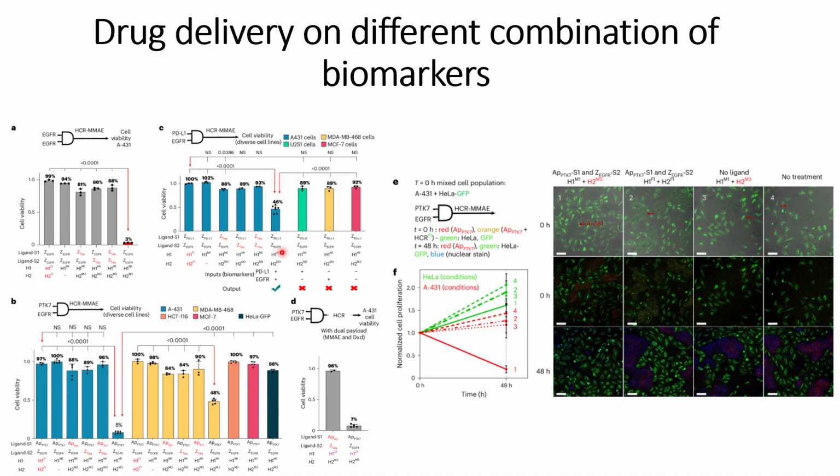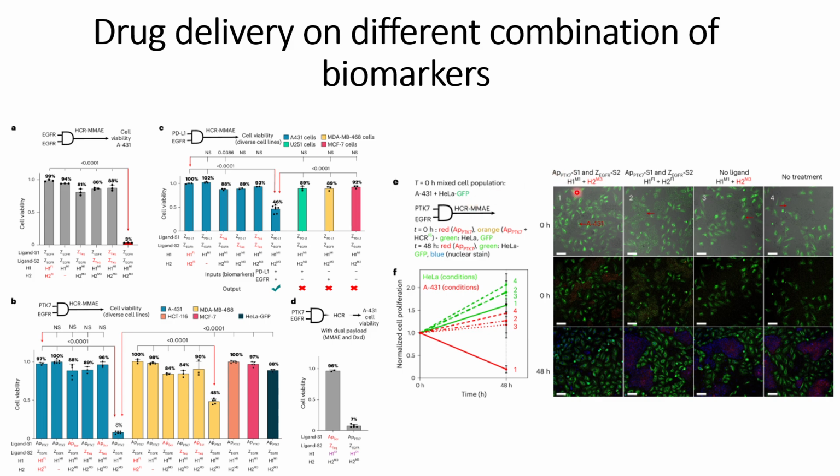Once validating their dual biomarkers on the individual cell lines, now they wanted to check it in a more biologically relevant system, where they use mixed populations, that is A431 and HeLa-GFP. So these are the combinations that they have used, and then use the biomarkers, that is EGFR and PTK7. So this HeLa does not have both the biomarkers, so it should not undergo any cell death.